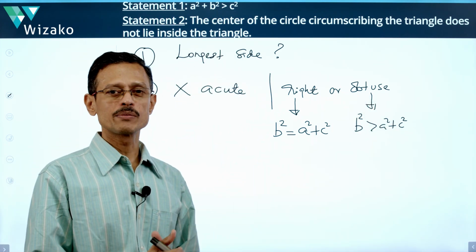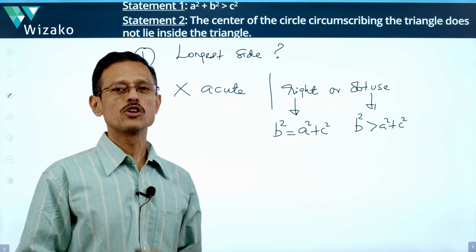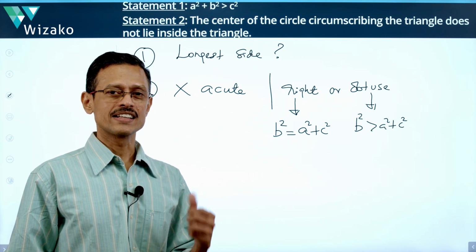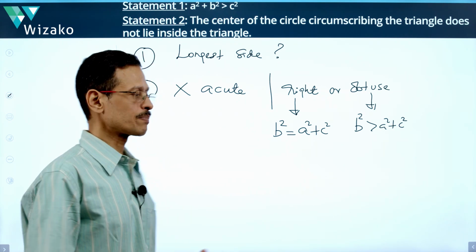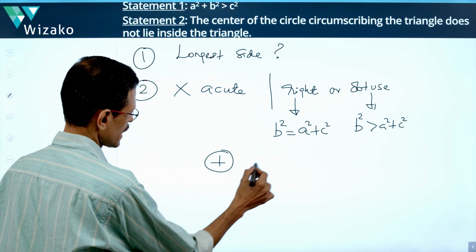So after combining the information of the two statements, we still do not know which is this triangle. Is it right? Is it obtuse? Both possibilities exist. So together the statements are not sufficient. Let's rule out answer option C. The correct answer is choice E.